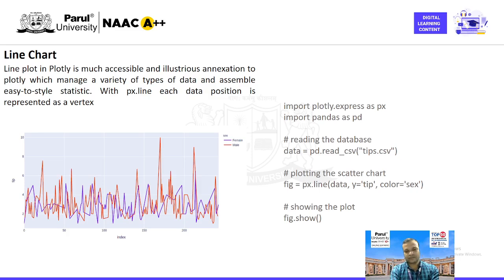Look like this. Firstly, we import plotly.express as px, then import pandas, then we read the database, then plot the chart with the help of Plotly. So we use here fig = px.line. After that, we give some parameters here, and this is the function we use for representing the graph.